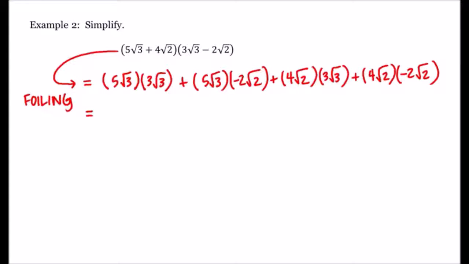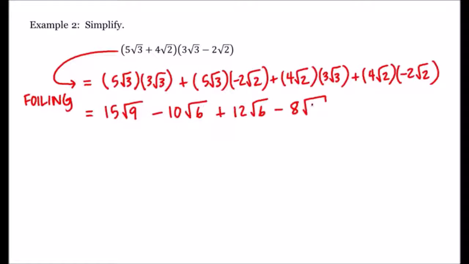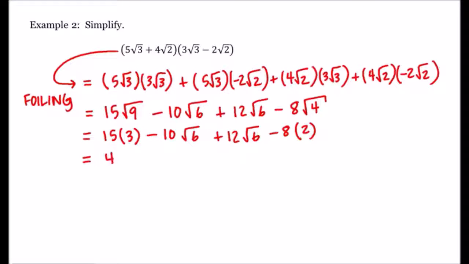which is equal to 5 times 3 is 15, and then times the square root of 3 times 3 are 9, minus 10 times the square root of 6 plus 12 times the square root of 6, and minus 8 times the square root of 4, which is equal to 15 times 3, the square root of 9 is 3, and then minus 10 square root 6, plus 12 square root 6, minus 8 times the square root of 4, which is 2, which gives us 45 minus 10 square root of 6 plus 12 square root 6 minus 16.